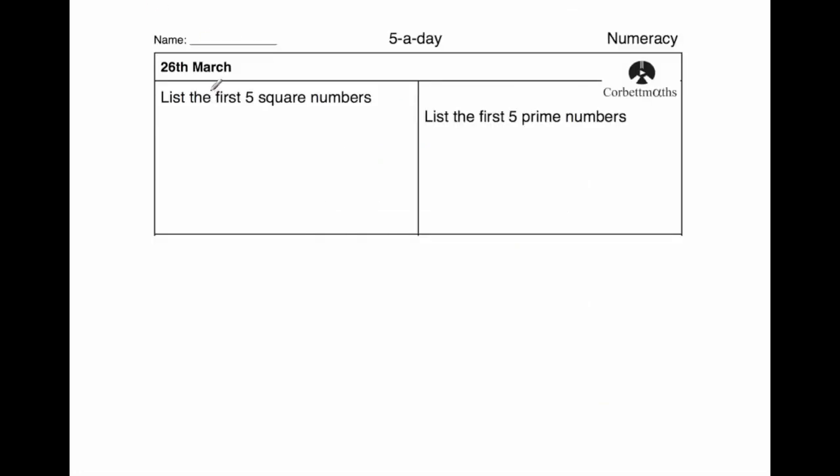So our first question says write down the first 5 square numbers. So that's 1 times 1 is 1, 2 times 2 is 4, 3 times 3 is 9, 4 times 4 is 16, and 5 times 5 is 25.